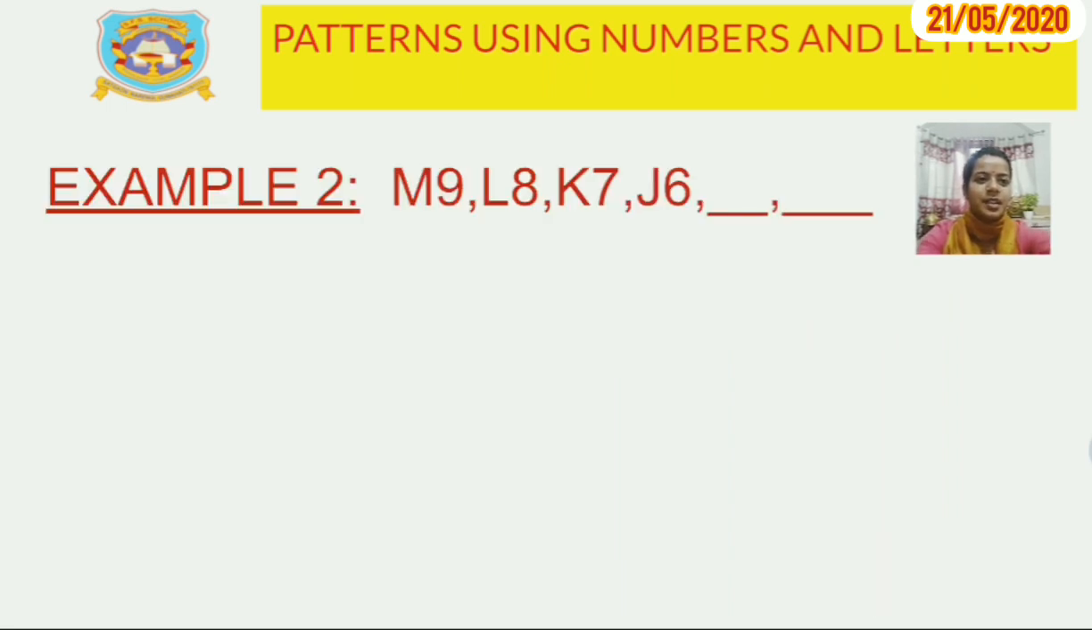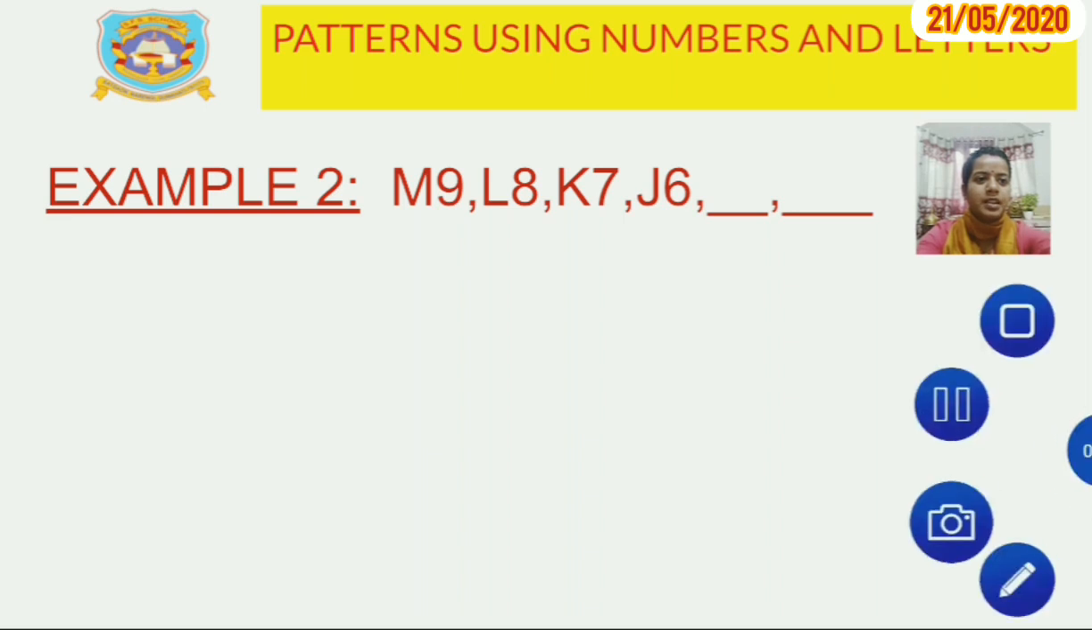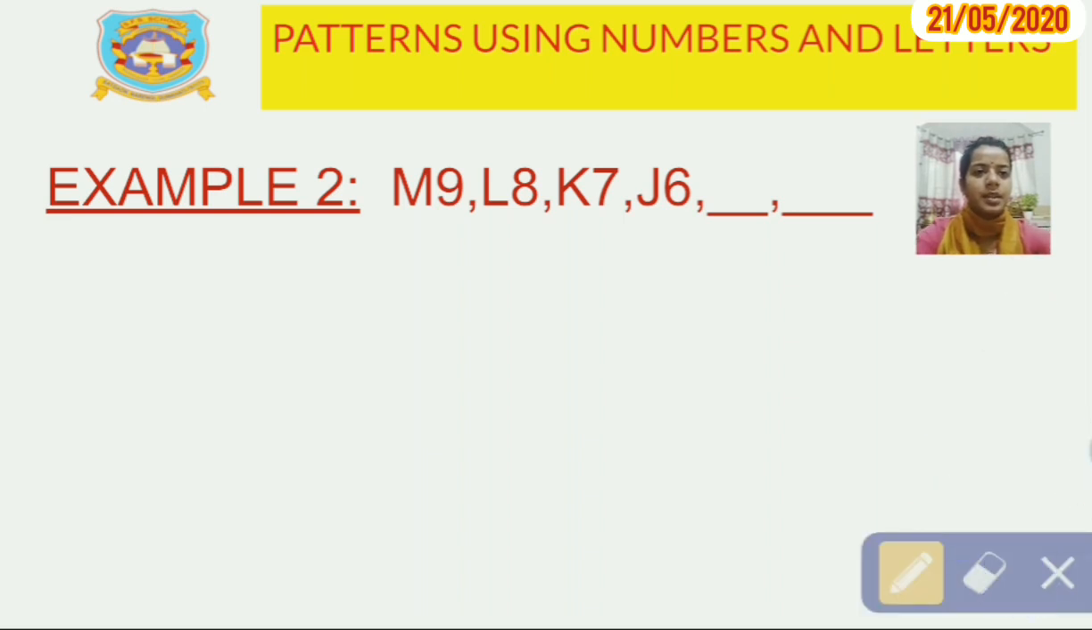Alright, now look at the second example. In the second example, we have the first term as M9, second term as L8, third term as K7, and the fourth term as J6. We have to find the next two terms. Okay, so dear children, observe the given pattern. Here, the letters are written in the reverse order and the numbers are decreased by 1.